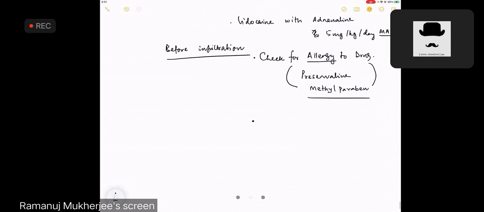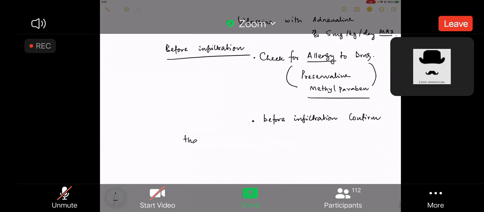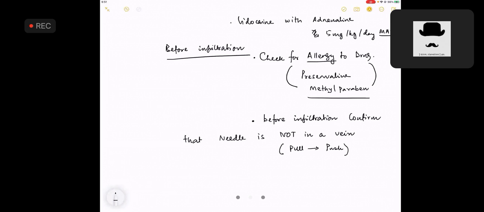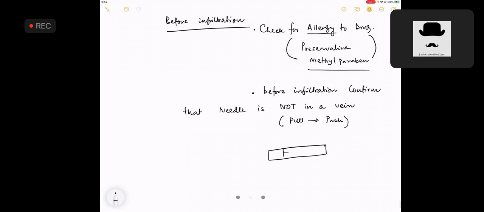Number 2, before infiltration, confirm that the needle is not in a vein. Very simple. That means pull, then push. If this is a syringe and this is the needle in the tissue, always pull. If blood comes in the syringe, you are in a vein. Then do not push the drug, please. If blood does not come in, you are not in a vein. Then push the drug. Can you tell me why you are taking this precaution with lignocaine?